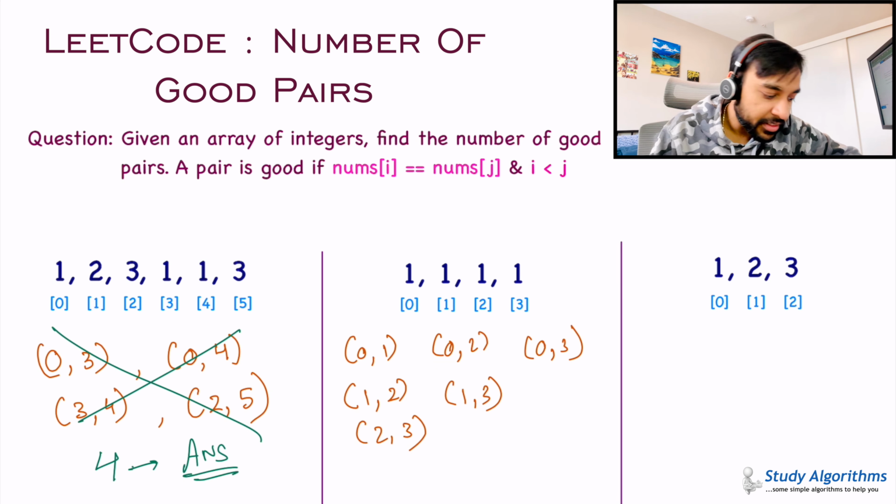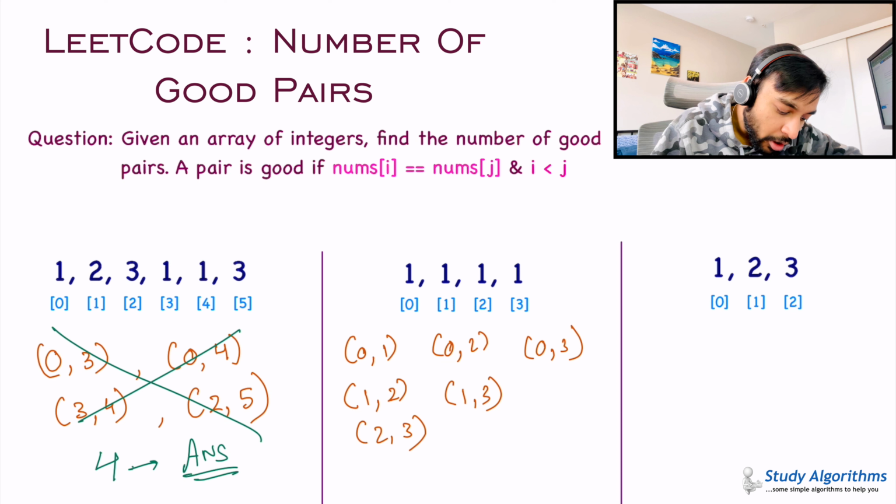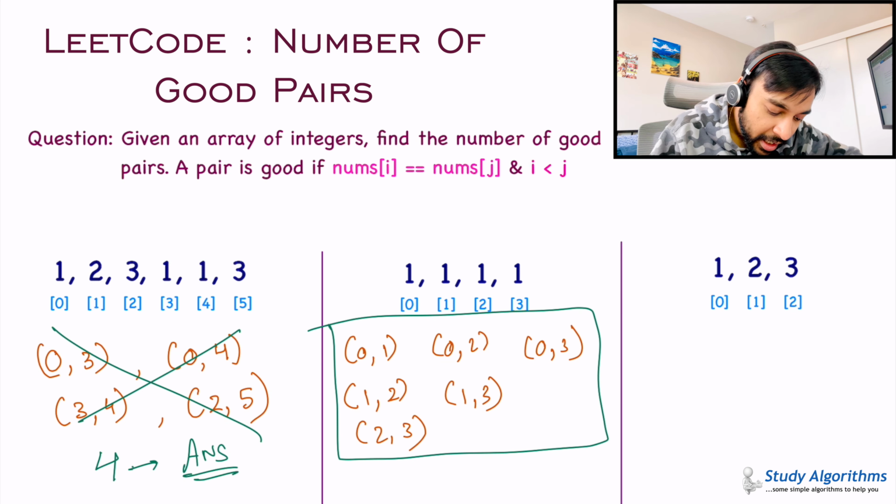So how many good pairs did you see over here? We saw a total of 6 pairs, right? And hence, the answer to this test case would be 6.